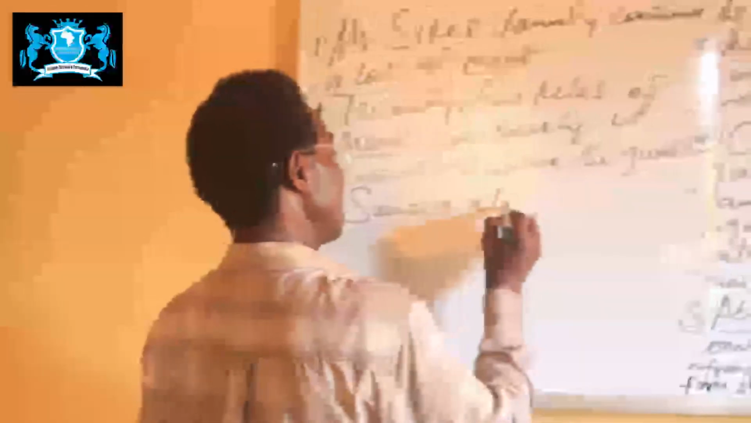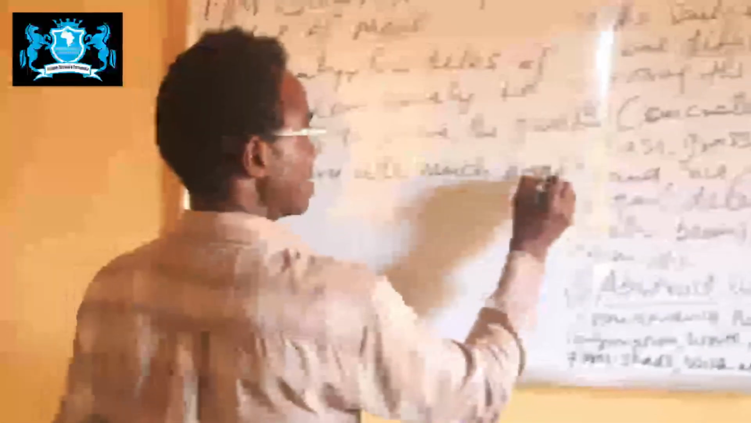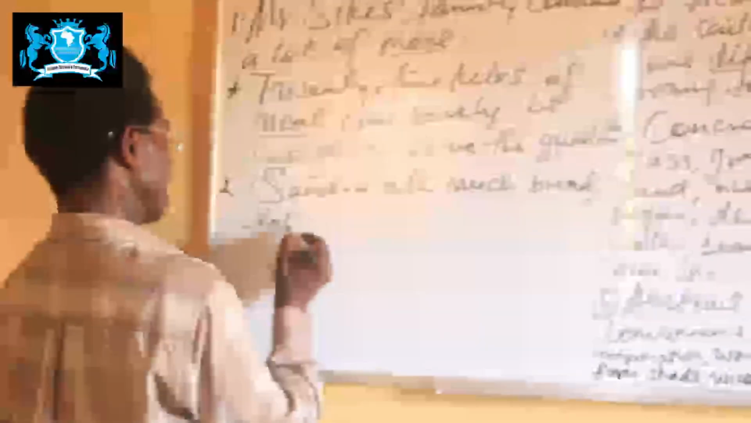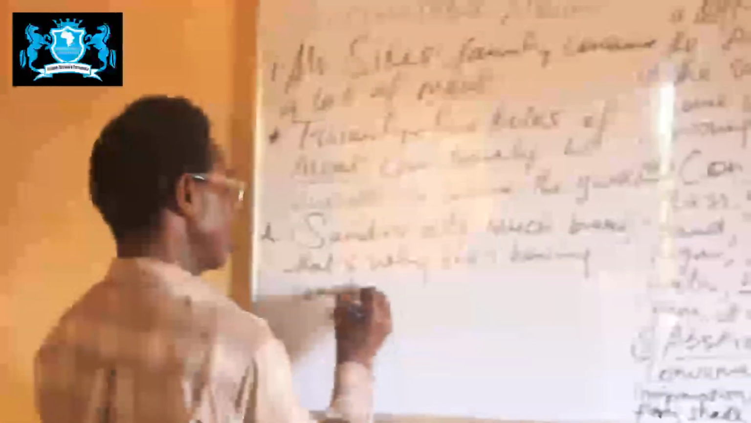Now let us take number 2. Sandra ate much bread. That's why she's having constipation. Sandra ate much bread. The uncountable noun is bread. Sandra ate much bread. That's why she's having constipation.